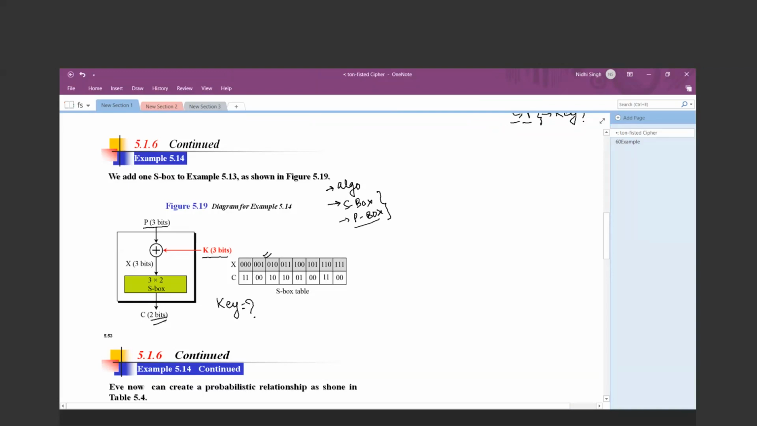So for that, the Eve attacker has to know about the algorithm. The algorithm says first we have to perform the XOR between the plain text value and the key values. And whatever output is generated by the XOR, we have to apply it over the SBox. The SBox's nature is 3 cross 2 and my ciphertext will be generated. So that is the algorithm known by the Eve attacker.